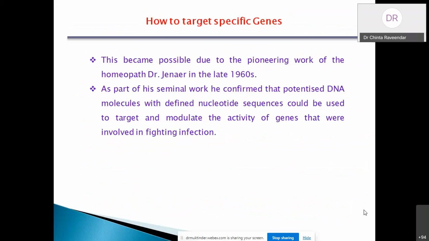Then how do we target a specific gene? This became possible due to the pioneering work of a homeopath, Dr. Jenner, many of you must know, in the late 60s, more than 5 or 6 decades ago. As a part of his seminal work, he confirmed that potentized DNA molecules with a defined nucleotide sequence could be used to target and modulate the activity of genes involved in fighting infection. Initially they looked into infection, now we can look at cancer. Next.